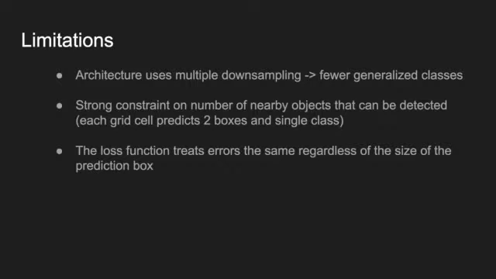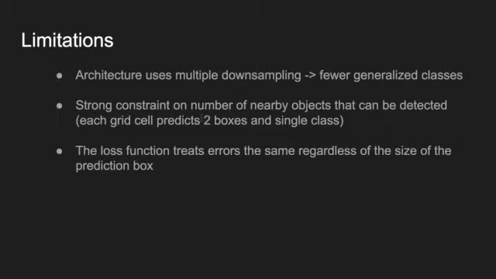So what are the limitations? Well, the way that the architecture is designed, because there are multiple downsampling steps, there are going to be fewer generalized classes. Another limitation is a strong constraint on the number of nearby objects that can be detected. YOLO takes an image and divides it into grid cells, and each grid cell is responsible for predicting two boxes and a single class. So there is actually a limit on the number of objects it can detect.